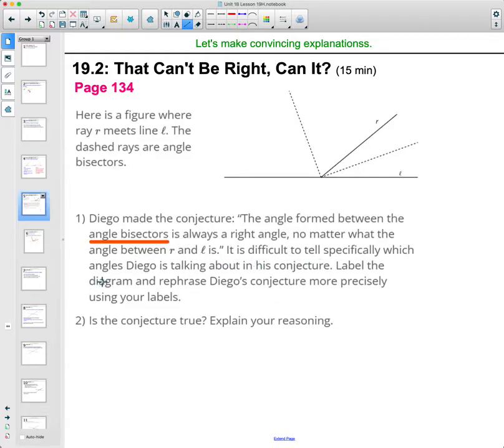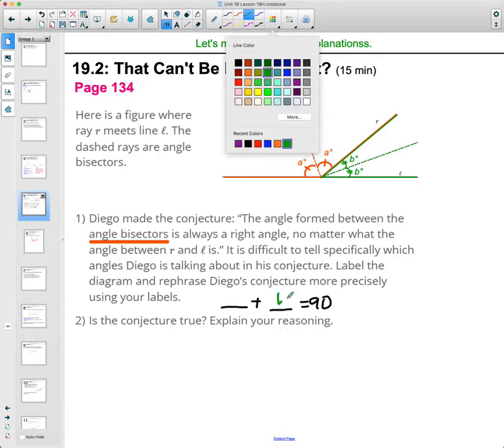So it's difficult to tell specifically which angles Diego is talking about in the conjecture. So can we label the diagram to make it look a little bit nicer? So if we go like this, we've got the angle bisector. Angle bisector means that the two angles created are the same. So let's just give them the same letter because we don't know how big they are. So let's just put A for this one, and for this one, let's just put B. So what Diego is actually hypothesizing here is that A plus B is a right angle, or equal to 90 degrees.